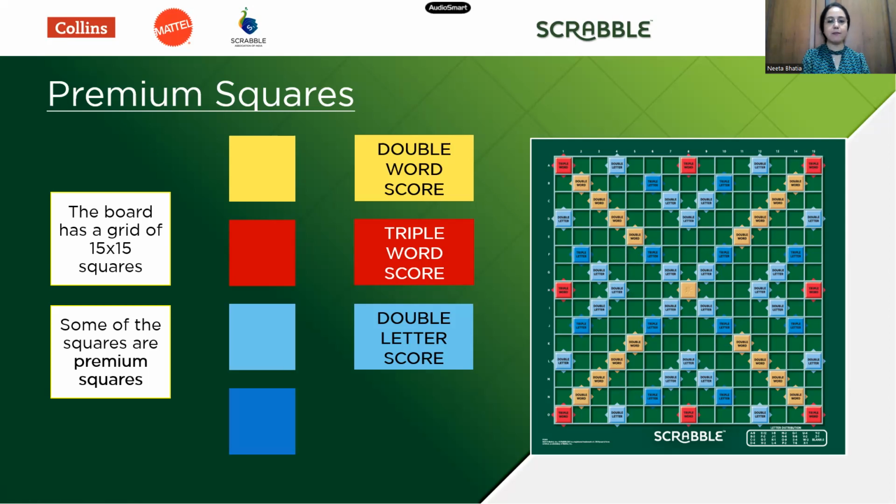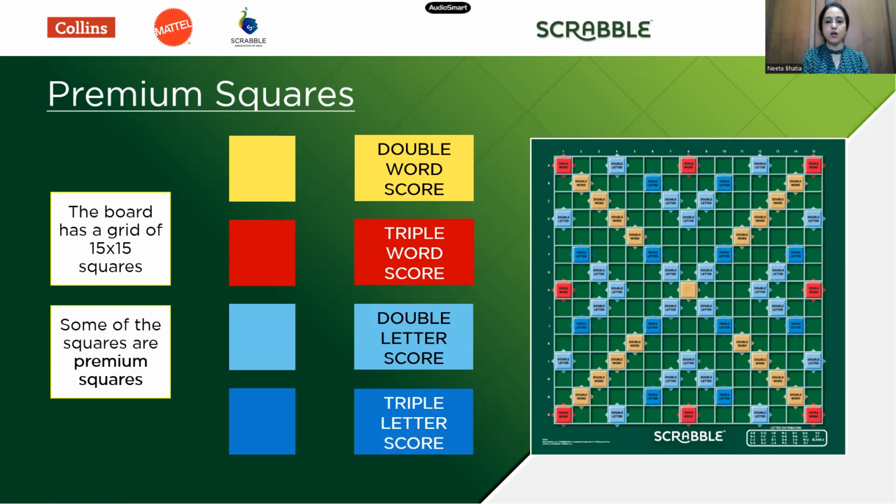In a very similar manner, we have these dark blue squares, which are the triple letter score. In this, only the tile which falls on the triple letter score square will get multiplied by 3. We go back to the example of cat, and if the alphabet C were to come on this triple letter square, the points for C will now become 3 multiplied by 3, that's 9, plus 1 for A, that's 10, plus 1 for T, that's 11.